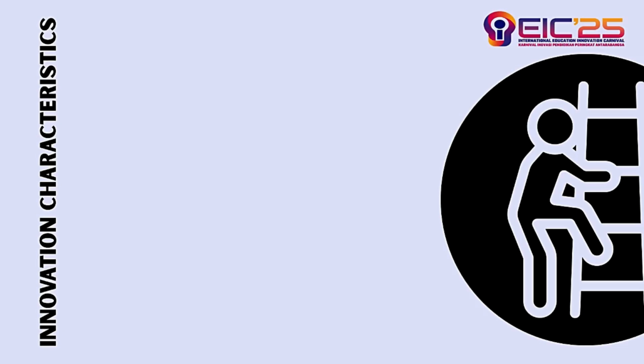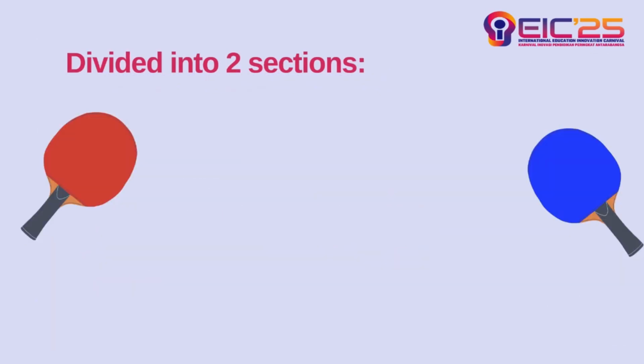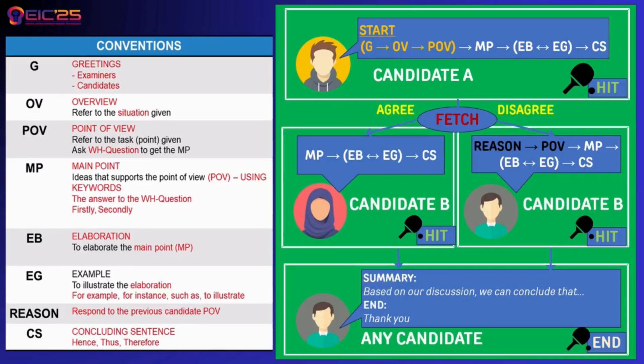What makes this technique truly innovative is its structured scaffolding approach to communication skill development. Unlike the conventional methods that focus on drilling with past exam questions, Hidden Patch is strategically divided into 2 complementary sections: HIT for content development and FETCH for group interaction. The technique employs intuitive formulas and checklists that guide students through speaking tasks in a clear, progressive manner.